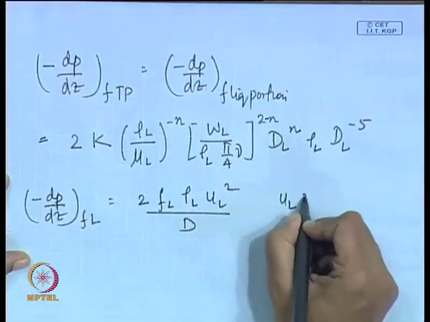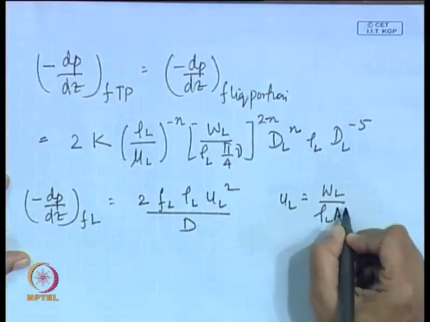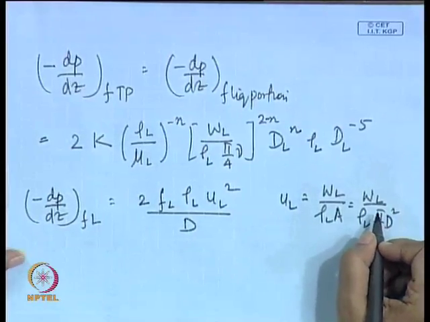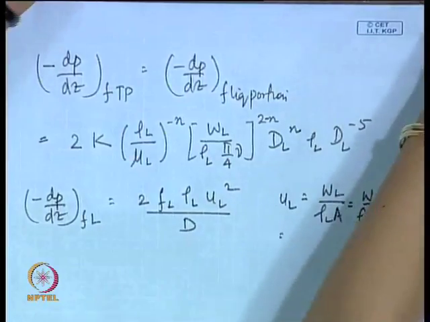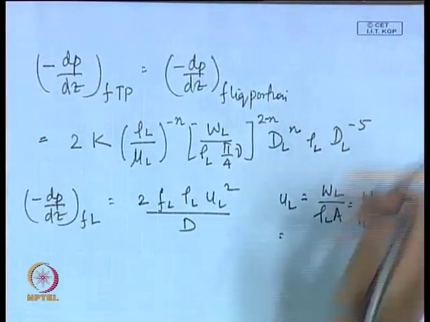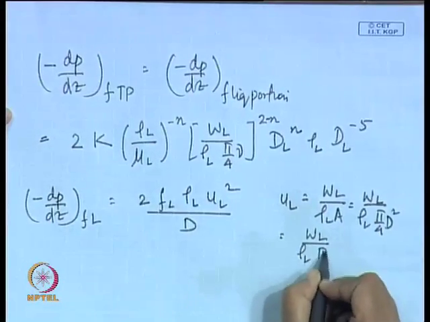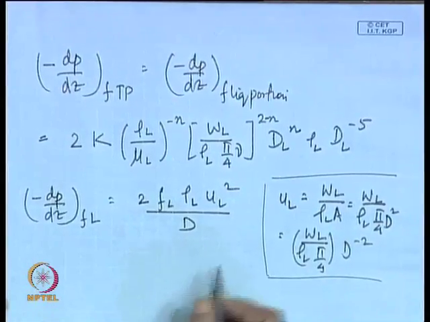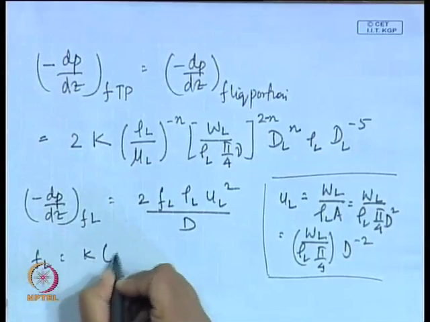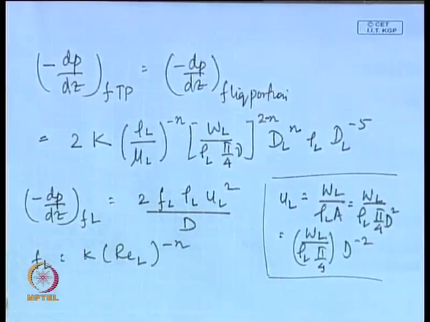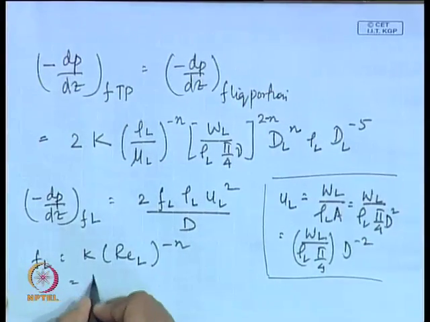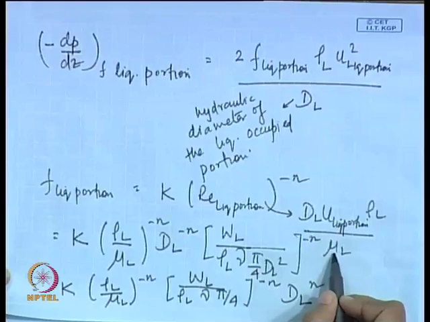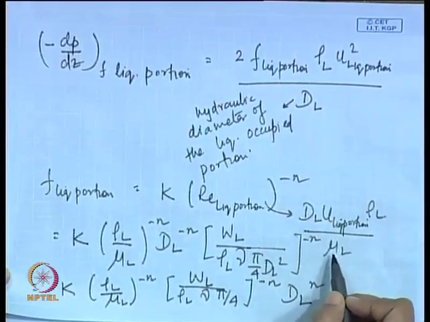So, where UL equals WL by rho L A, which is nothing but WL by rho L pi by 4 d square. Or since we are taking out d separately here, in the same way we will take this d out, this will be WL by rho L pi by 4 into d to the power minus 2. We can write it down in this particular way. And similarly, what is FL equal to? This will be K REL whole to the power minus n, right. What is this REL? In this particular case, REL was DL U liquid portion rho L by mu L. For our case, it is going to be d UL rho L by mu L, correct.